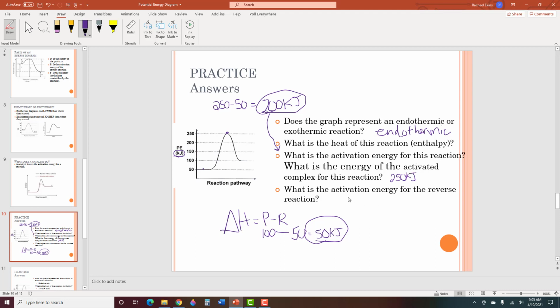So energy of the activated complex is just whatever the highest point is in the graph. And what is the activation energy for the reverse reaction? So now we're starting here, and now we have to go to the top of the hill backwards. So this time it is 250 minus 100. And again, activation energy is not ever negative. The only one that could be negative is enthalpy. So this delta H could be negative. And so this would be 150. So you have to put in 150 kilojoules in order to go backwards in the reaction here.